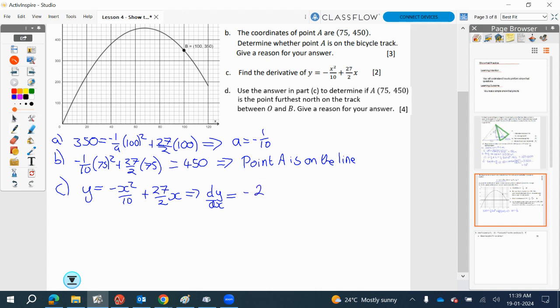Yeah, I'm just going to write it like this to begin with. Plus 27/2, and as Moe says, minus 1/5x plus 27/2. Okay, so you do the thing on top first.